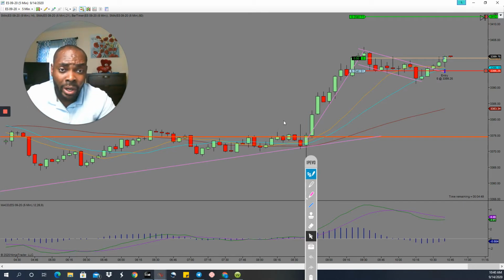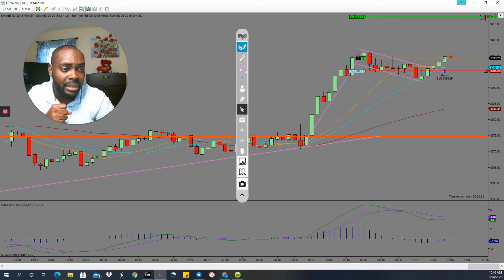All right. So what is the setup that I see right here in the ES E-mini? Why I decided to jump into this market and risk my money. This is a question that you have to ask yourself every time before you take a live trade. You have to look at the chart, you have to look at the setup, you have to ask yourself, what opportunity do I see right here, why I'm willing to risk my money?